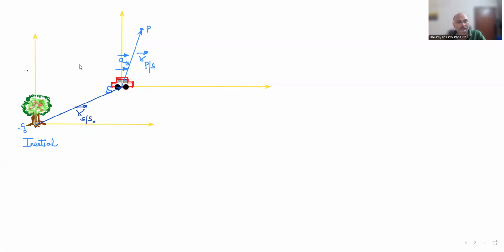And the last one is position vector of P with respect to S naught. I hope this is clear to all of you. Yes or no? Yes, sir. Any doubts? If you have, please ask. No, sir. Now, can I write using triangle law of addition of vectors, R_SS0 plus R_PS is equal to R_PS0? Can I write it like this? All of you, tell me. Yes, sir. Of course, I can write, right?